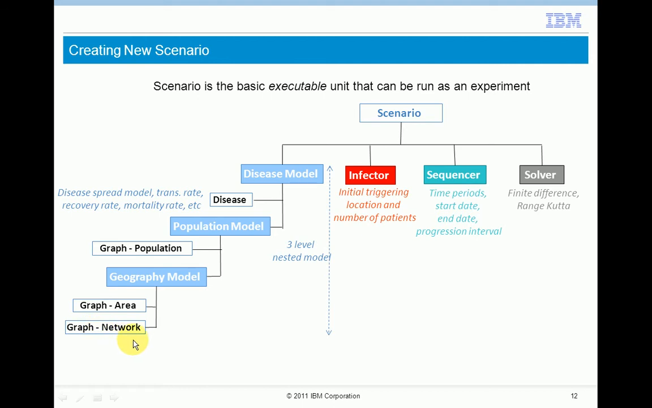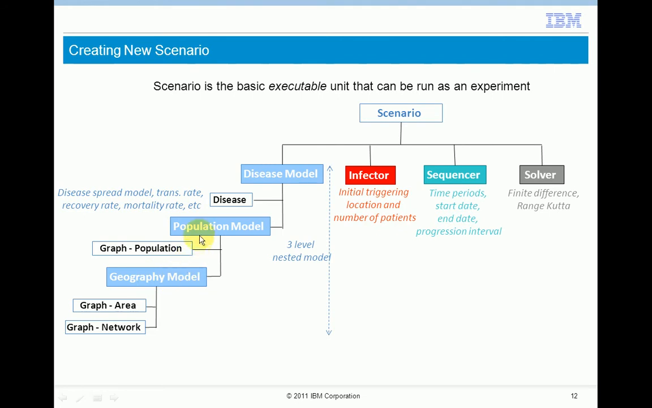Here we illustrate creating a new scenario, starting from the geography model that has the graph area, graph network, and all that. And then you can have your population model where you add the graphs of the population. And then you have the disease model where the particular disease you're working on is added in the model. This is a three-level nested model. So you have the geography model, you have the population model, then you have the disease model.